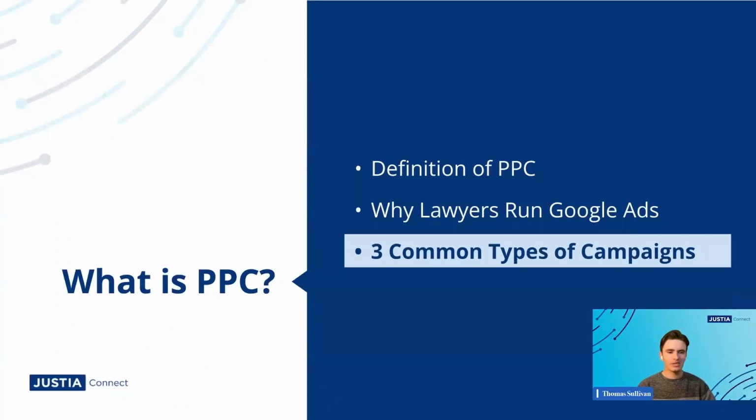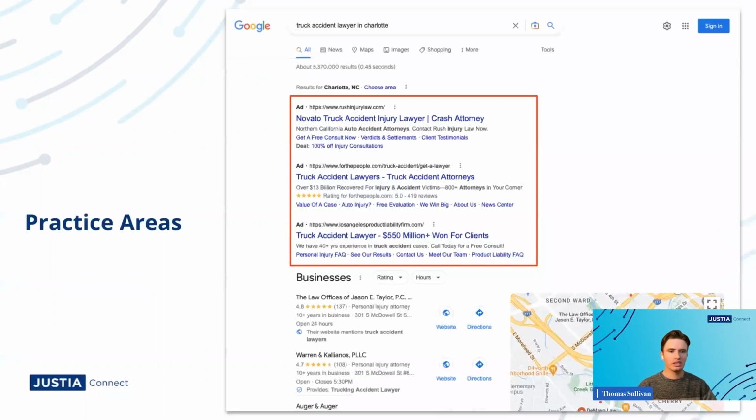So the next topic that we're going to cover is the 3 common types of campaigns. Again, these are the 3 campaigns that lawyers should be setting up. The first of which is the practice areas. This is really going to be covering the bread and butter practice areas for your law firm. In the example here, we're looking at truck accident lawyer in Charlotte, but it could also apply to car accidents, motorcycle accidents, probate, divorce, DUI, criminal defense. So really those core areas. They do tend to be a little bit more expensive, a little bit on the more competitive side compared to some of the other campaign types we're going to talk about.